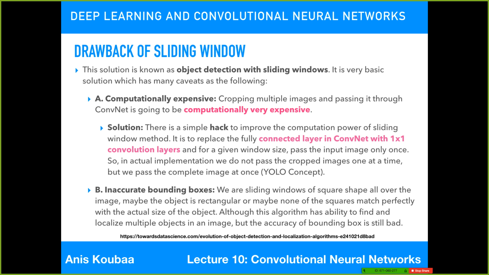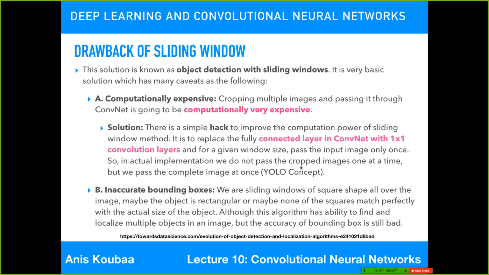So here we provide the summary of the sliding window approach. This solution is known as object detection with a sliding window. It is a very basic solution which has many caveats. First of all, it is computationally expensive, because cropping multiple images and passing them through a ConvNet is going to be computationally very expensive. And the solution here is that instead of making a sliding window and cropping the images, we are going to replace this computation-intensive operation with a convolution. So I will show you how we can implement the sliding window using convolution, one by one convolution layers. It will replace all this sliding window technique, which will be more efficient.